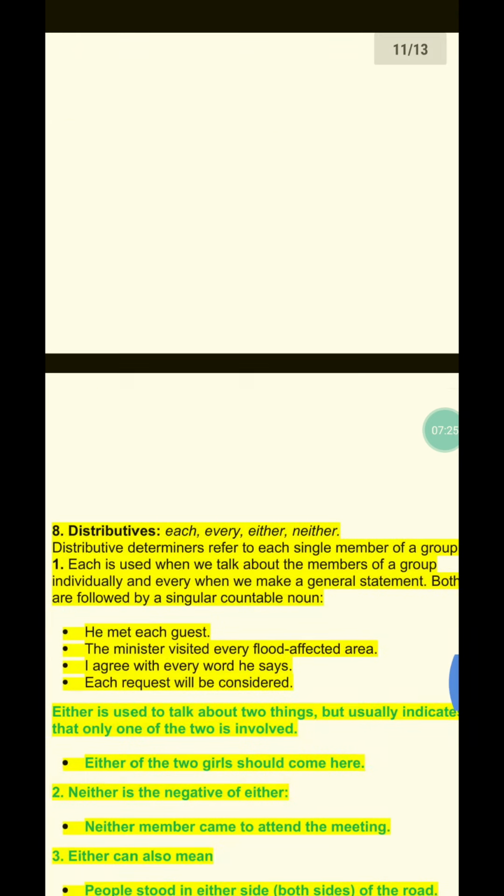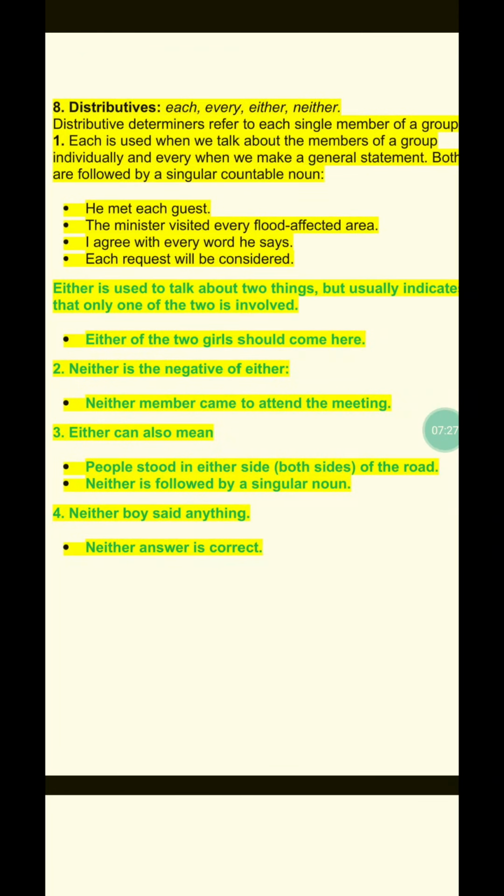Next, distributives. When we talk about distributives, children, again, each, every, either, neither, but it has to follow a noun. Distributive determiners refer to each single member of a group. Each is used when we talk about the members of a group individually, and every when we make a general statement. But children, both are followed by a singular countable noun.